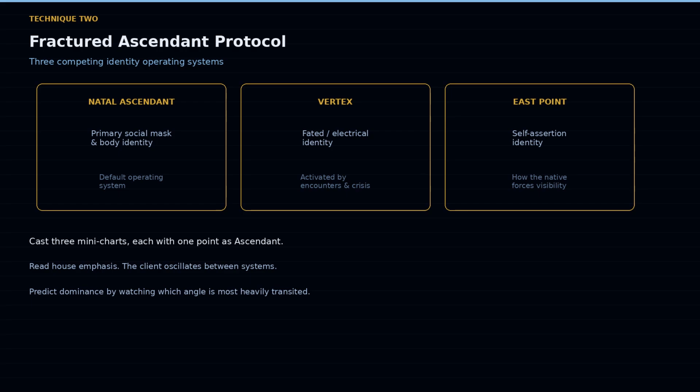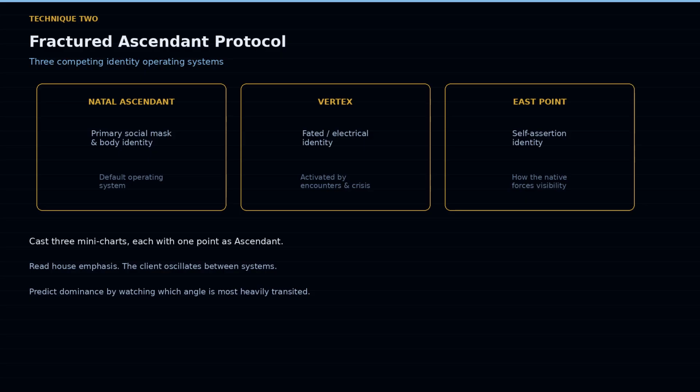Technique 2. The Fractured Ascendant Protocol. In a postmodern world, many clients no longer have a single coherent identity. Their charts show multiple strong angles or a highly aspected vertex and east point. The Fractured Ascendant Protocol treats the natal ascendant, the vertex, and the east point as 3 competing identity operating systems.